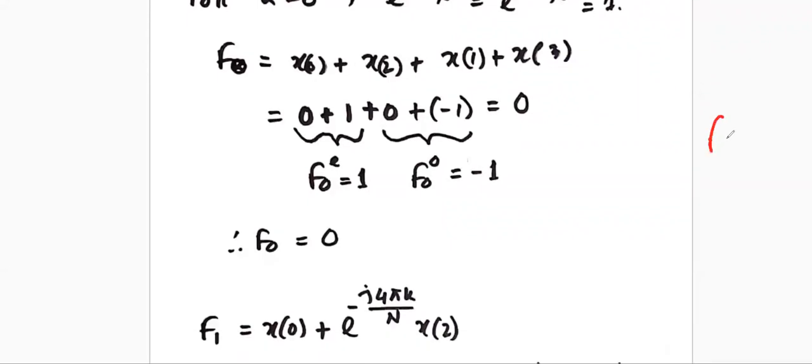We can write it down. f0 even is 1, f0 odd is equal to -1, and f0 is equal to 1.